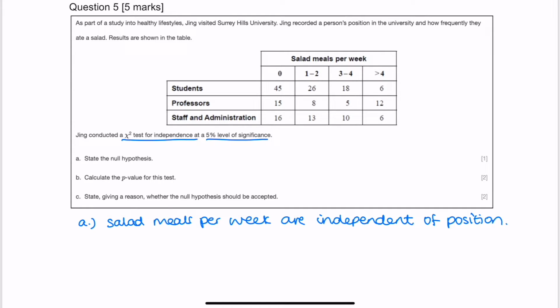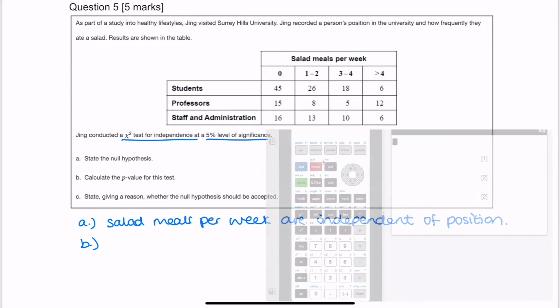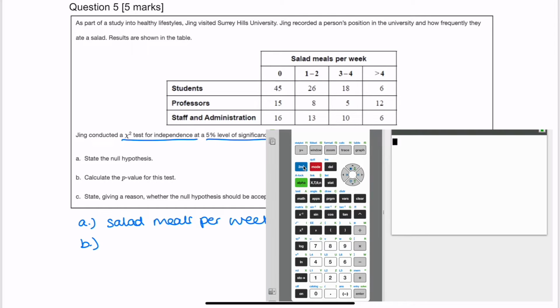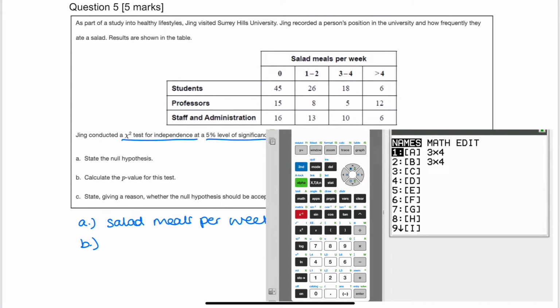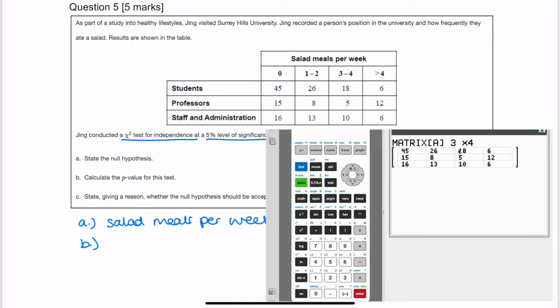And then I need to calculate the p-value for the test. So for this, I need my calculator, my GDC. And I'm going to go to second function matrix. And I'm going to go across here to edit. And I need to type my data in, which I already have. So this is everything that I then need.